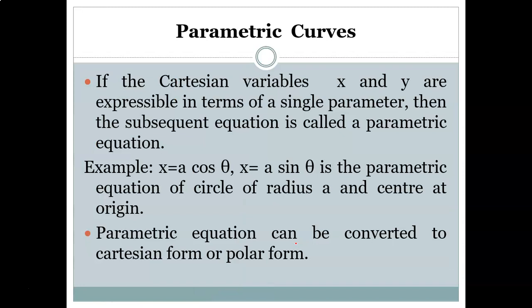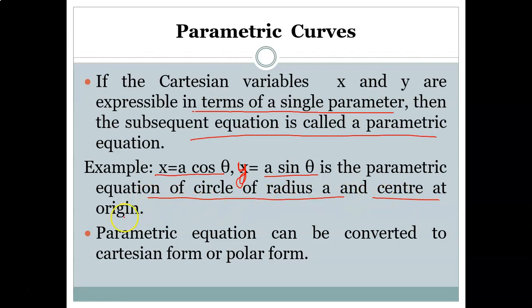Then parametric curves. If Cartesian variables x and y are expressible in terms of a single parameter, then the subsequent equations are called parametric equations. For example, x equal to a cos theta and y equal to a sin theta is a parametric equation of a circle of radius a and center at origin, because when you square and add these two, we get x square plus y square equal to a square, which is an equation of a circle whose center is at origin and radius is a.